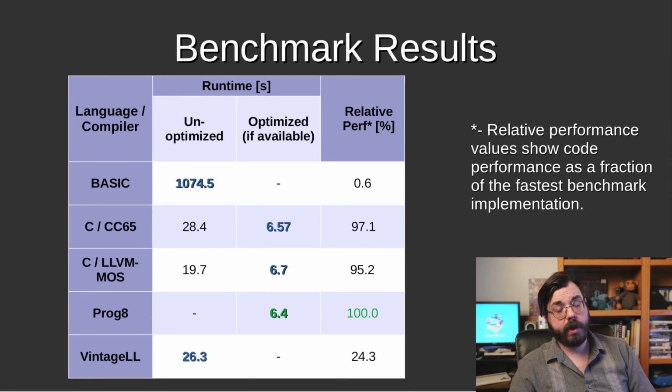Another fun thing I included is relative performance. Prog8 obviously runs at 100% speed, being the fastest code. Stepping down from that, you have the CC65 running at 97% performance, LLVM MOS C at 95%, and scooting down to what I wrote, 24%, and finally you've got the BASIC performance at 0.6%. So yeah, I honestly thought that was surprising, cool, fun, all of the above.